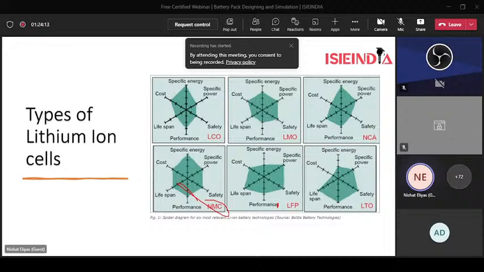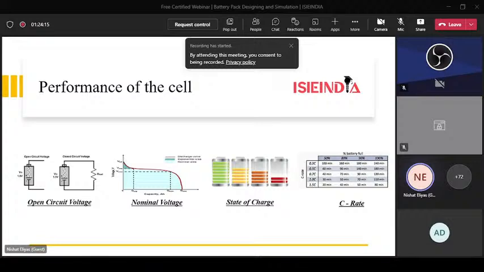Moving ahead, there are some parameters which are required to determine the performance of the cell, like open circuit voltage, nominal voltage, state of charge, and C rate. These are some of the basic parameters which define the performance of the cell.